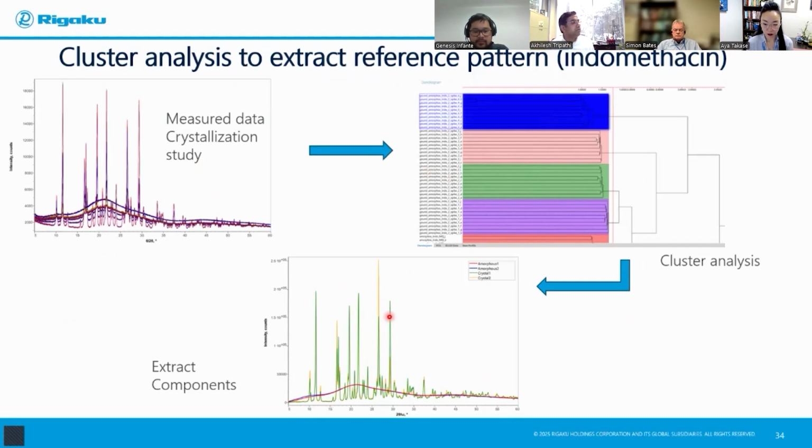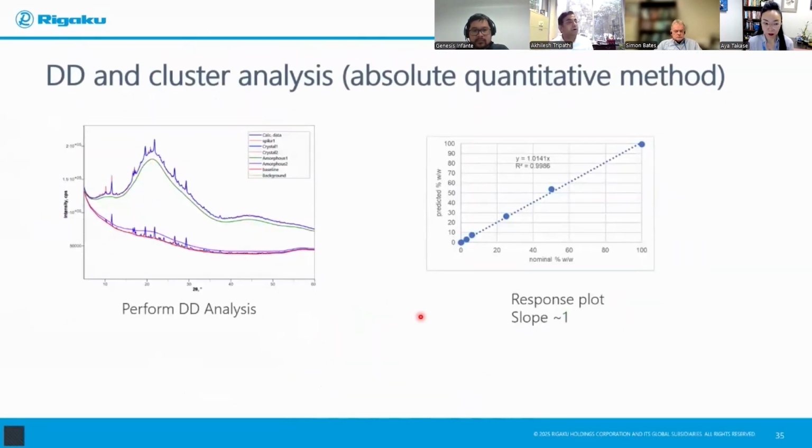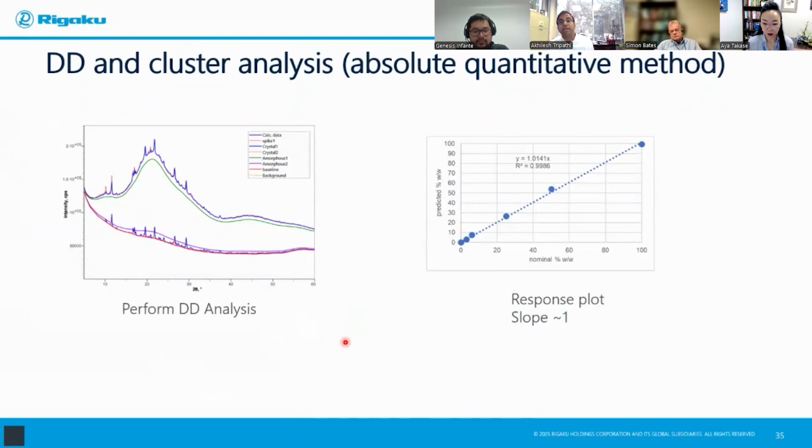Now, any mixture of these crystalline and amorphous forms, which I'll show in the next slide, once we have extracted them, we do not need any database. It's an absolute quantitative method. Employing the DD method and cluster analysis, you can find the ratio of any of these two forms present in any amount. That's the idea of component analysis that you can perform. So we group data according to the similarities in the XRD pattern, and this is something called PCA analysis.